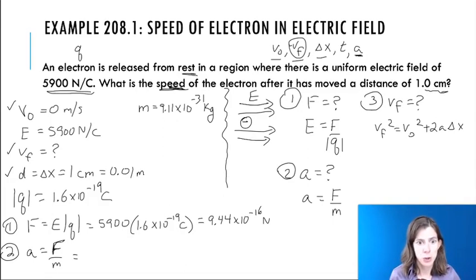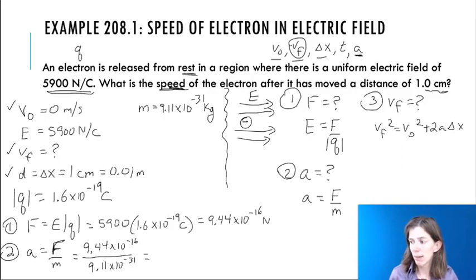So we're going to use the force that we just found, 9.44 times 10 to the negative 16 newtons, divided by 9.11 times 10 to the negative 31 kilograms. And that's going to give us an acceleration of 1.04 times 10 to the 15 meters per second squared.